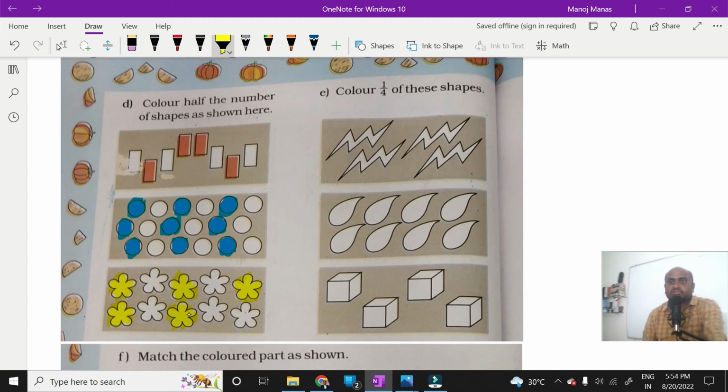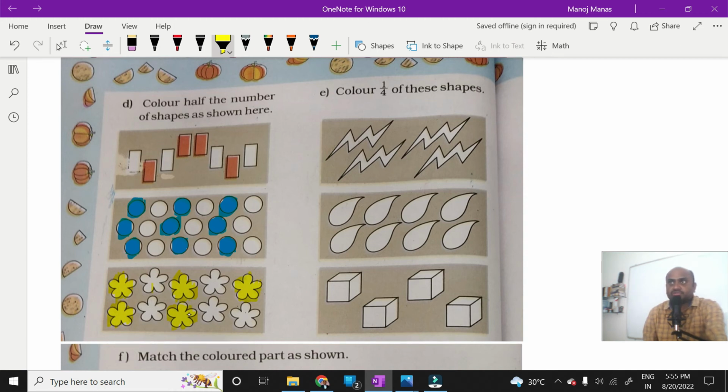So now you can count how many colored flowers are there. 1, 2, 3, 4, 5 flowers are in color, and 1, 2, 3, 4, 5 flowers are in white color. Okay, now question number E is color 1/4 of these shapes. Here we did half. Okay, so here we have to do 1/4 of these shapes.